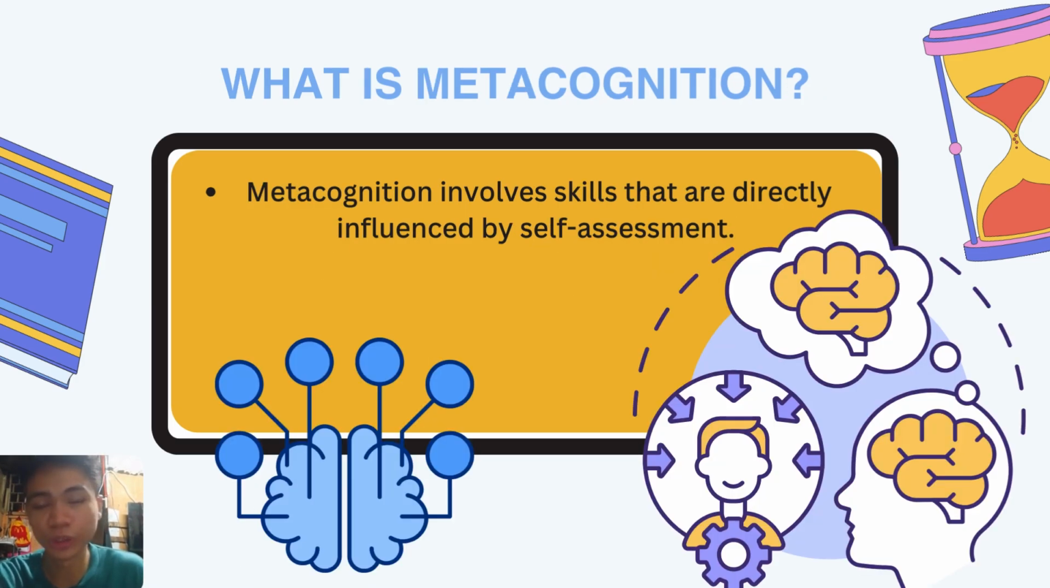Next is metacognition. So what is metacognition? Metacognition involves skills that are directly influenced by self-assessment. It is an awareness and regulation of one's own thinking and learning processes. It represents a critical non-cognitive skill that influences academic and personal success. By measuring metacognitive skills, non-cognitive assessment can show how well someone manages their own learning and behavior. These skills are important in school, work, and everyday life because they help people solve problems, stay focused, and keep trying when things get hard.